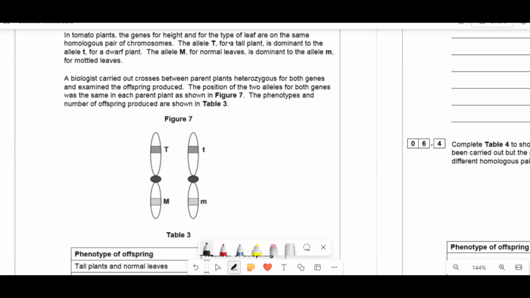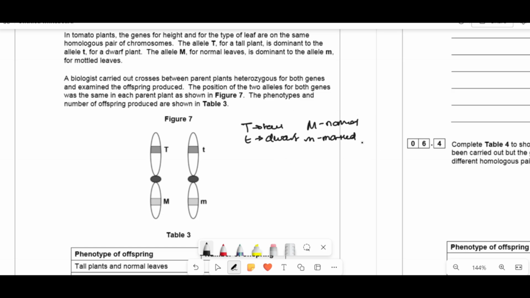In tomato plants, the genes for height and the type of leaf are on the same homologous pair of chromosomes. The allele T for a tall plant is dominant to little t, so I'm going to write that there. Tall, little t is dwarf. Big M is normal, little m is mottled. Now you've got to be really strange if you're not doing this.